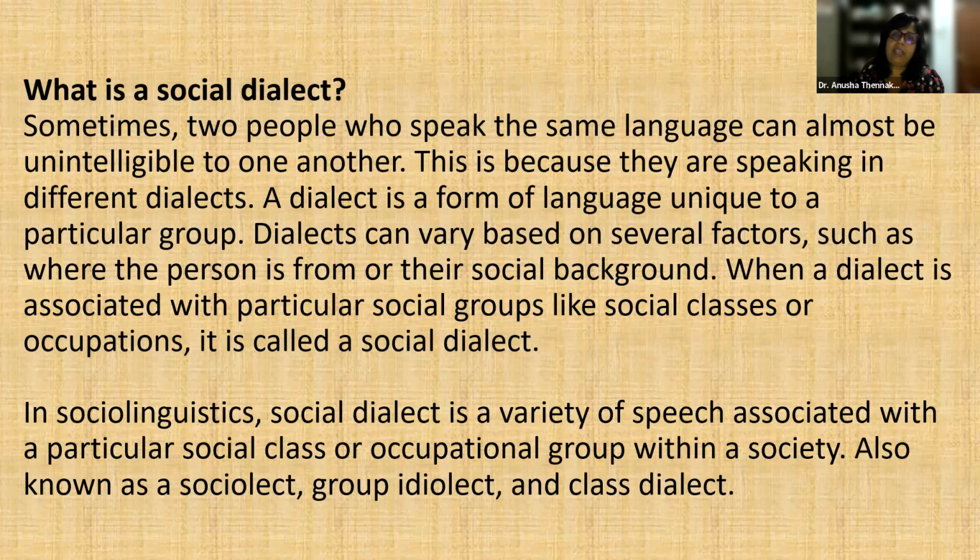Dialects can vary based on several factors. There are several factors for having different dialects, such as where the person is from. Sometimes the geographical region can be a factor to have a separate dialect. And also social group, like social classes or occupations. It is called a social dialect.